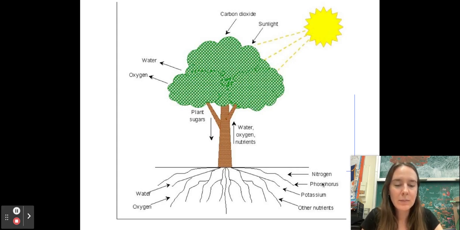We also need some elements, some nitrogen, phosphorus, potassium, and other nutrients that come up through the roots. These are like vitamins. They're not energy for the plant, but they're helping the plant stay healthy, like when you take vitamins. And the plant transports water, some oxygen from the roots up to the leaves, and the leaves will create more glucose and also do cellular respiration to get energy.